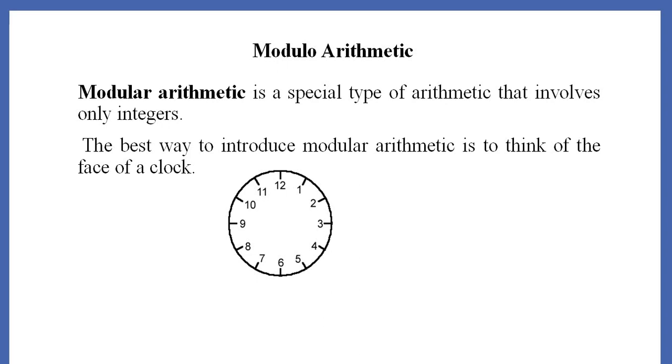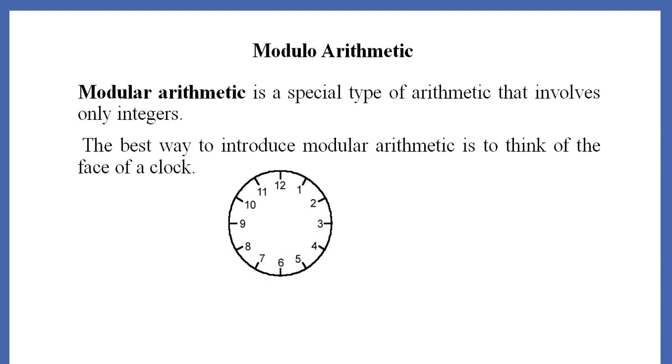Here you can see the clock. This clock is divided into 12 equal parts, and these parts are marked as 1, 2, 3 up to 12. Now if the time is 9 a.m. now, and if I ask you after 6 hours what will be the time, so it will be 15 o'clock, but in a clock there is no 15, so it shows 3 o'clock.